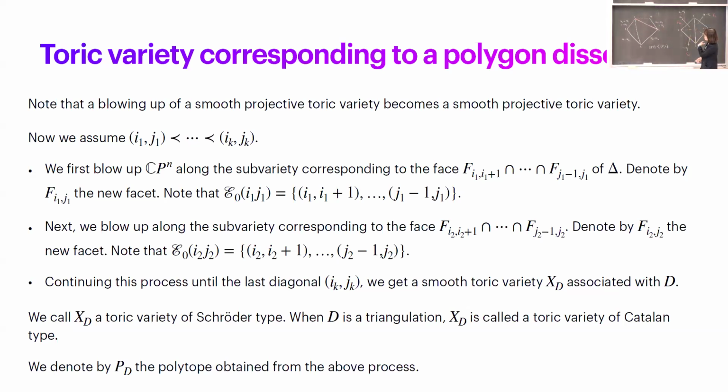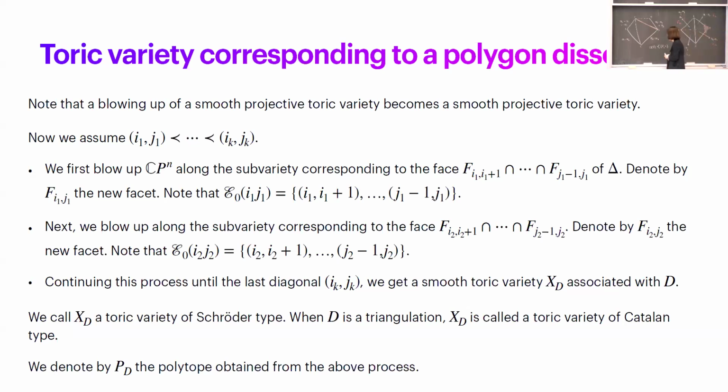blow up CP^n along the subvariety corresponding to the space F, the intersection of F_01, F_12, and F_23. So it is this vertex, the intersection of F_01 and F_12 and F_23. So by cutting the polytope, it is just cutting a vertex. So we get the toric variety associated with the polytope. And then we denote this space by F_03. And you can see that this polytope is combinatorially equivalent to the product of a triangle and an interval.